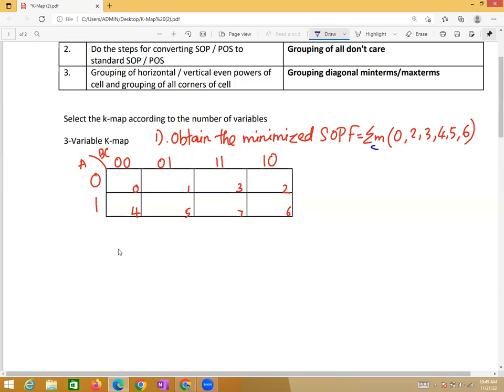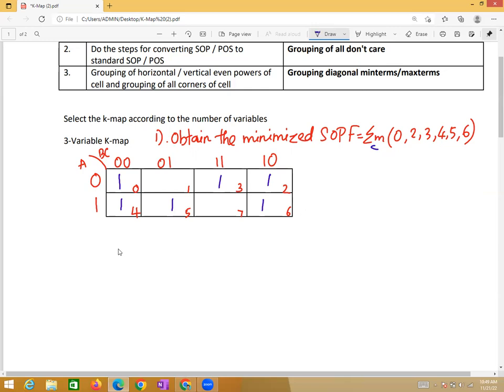Here min term 0 is represented here as a 1, and similarly 2 and 3 and 4, 5, and then 6. So these are all the min terms that are given in your question. And the next step is we need to group these min terms. So how will you do the grouping?